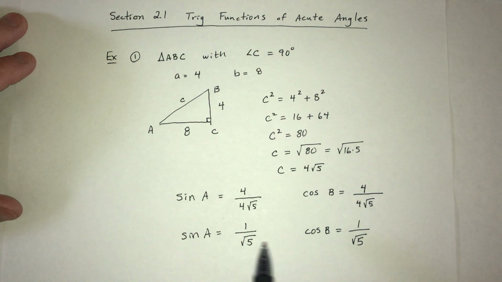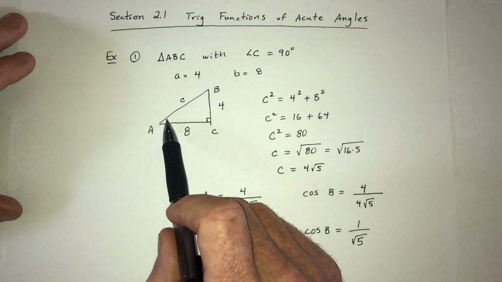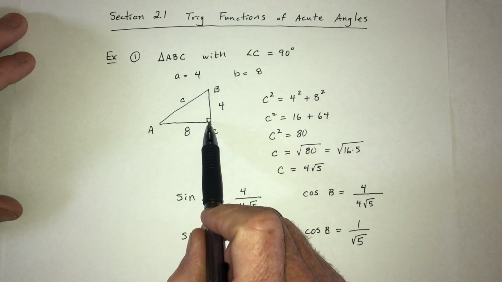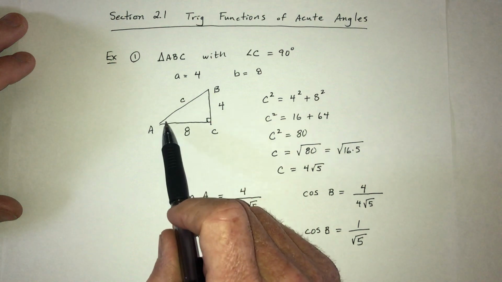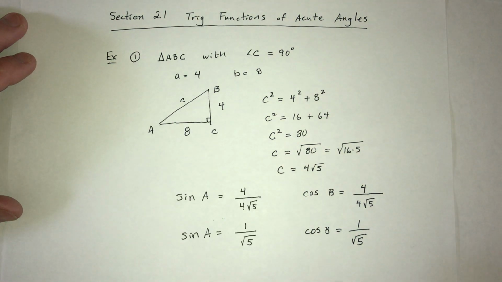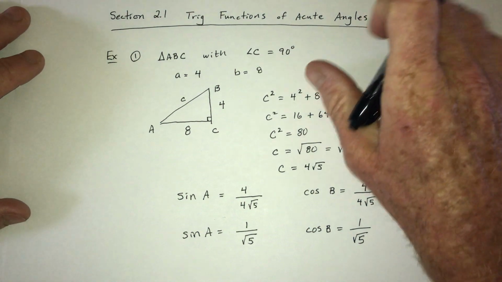So notice in order to get the same answer, I have to switch the angle. One of them was angle A, and the other one was angle B. Both of these are acute angles. They both have to be less than 90 degrees. Since this one is 90, that means angle A and angle B have to add up to 90. That means each one is an acute angle. And this is one of the points of this section. These are called cofunctions. So let me get a new piece of paper and talk about that.